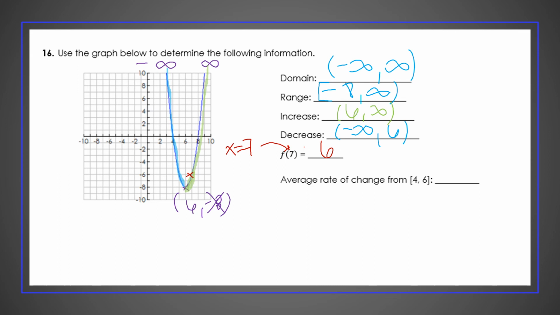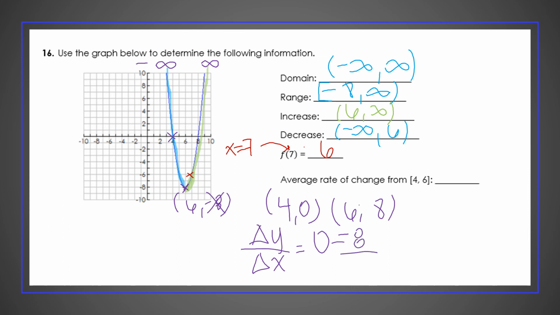And then finally, average rate of change from 4 to 6. You need to go to where x is 4, which is right there at the x-intercept, so 4, 0, to when x is 6, which is the vertex, which is 6, -8. You can use your formula, change in y over change in x, and do 0 minus -8 over 4 minus 6. 0 minus -8 becomes +8, 4 minus 6 is -2, and 8 divided by -2 is -4.